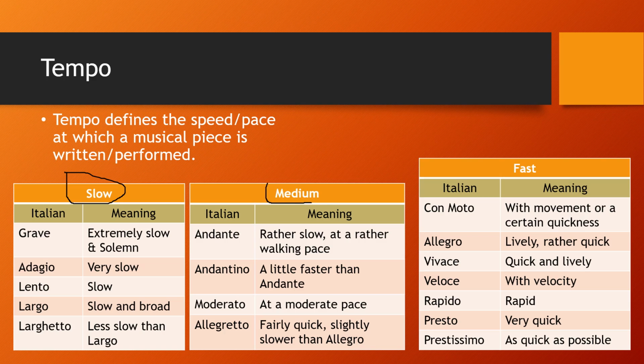Then we have the medium tempos. The Italian names we have: Andante, which has its meaning written there, Andantino, moderato, allegretto. Then the fast tempo, we have con moto, allegro, vivace, veloce, rapido, presto, prestissimo. And we have some other types of tempos. It defines the speed or the pace of a musical piece.